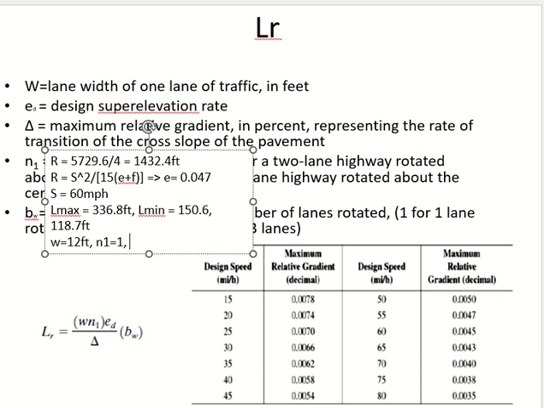Next I need my super elevation. We calculated 0.04, the actual one, not the maximum. Then I need BW, which has fixed values. For one lane, BW is 1. Then I need delta, which comes from this table. For a speed of 60, delta is 0.0045. So how much is LR?